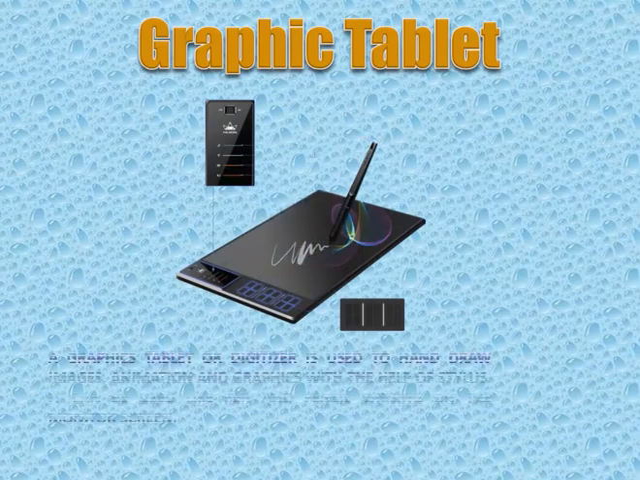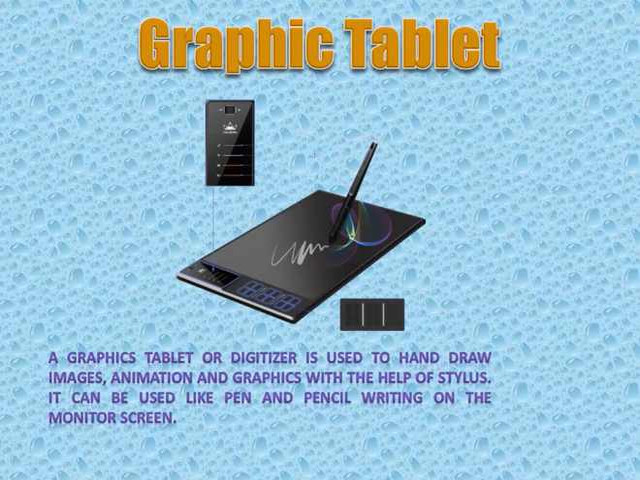Next input device, graphic tablets. Graphic tablet looks like this. Graphic tablet or digitizer is used to hand draw images, animations and graphics with the help of stylus. It can be used like pen and pencil writing on the monitor screen.